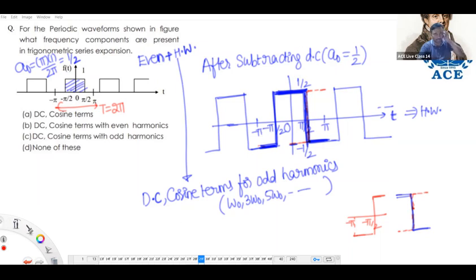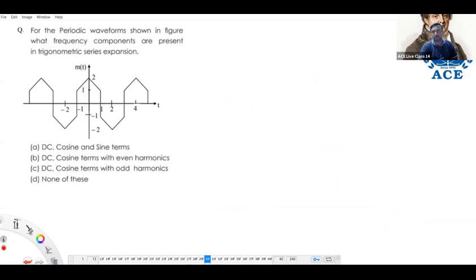I'm moving to the next slide. Now everyone should respond. Which is the correct option? Everyone should respond. Easy question.